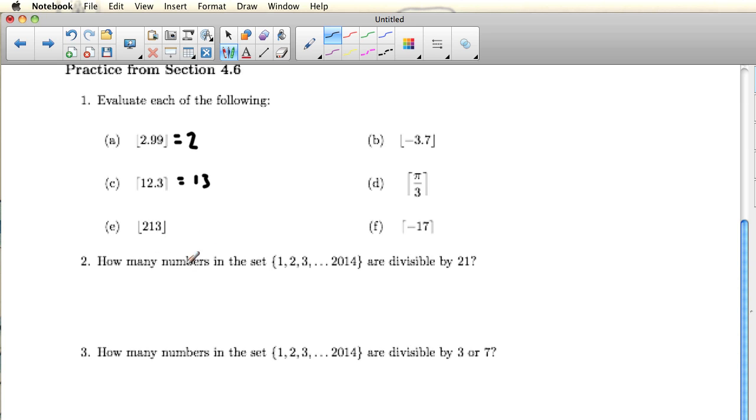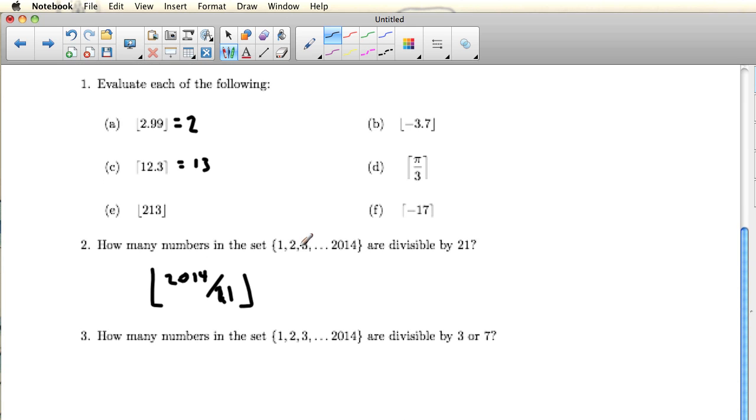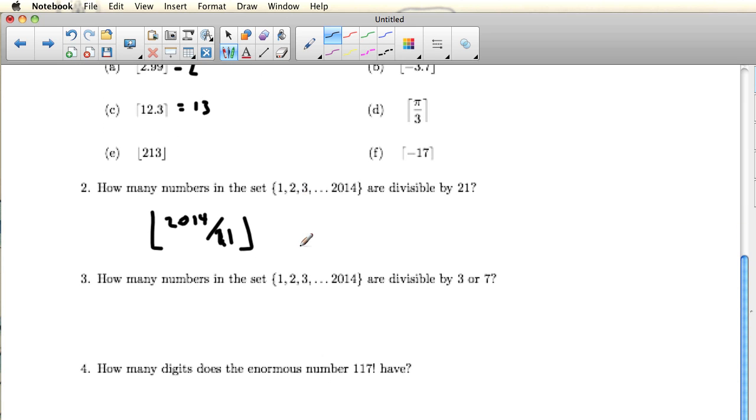This question, how many numbers in a set are divisible by 21? This is an application of the floor function. This is the floor of the calculation 2014 divided by 21. So if you do that calculation and take the floor of that answer, that will be the correct answer to that question. And that's related to the idea of quotient that we'll discuss in class on Monday.